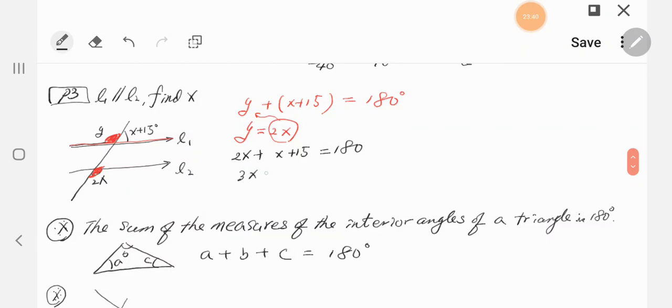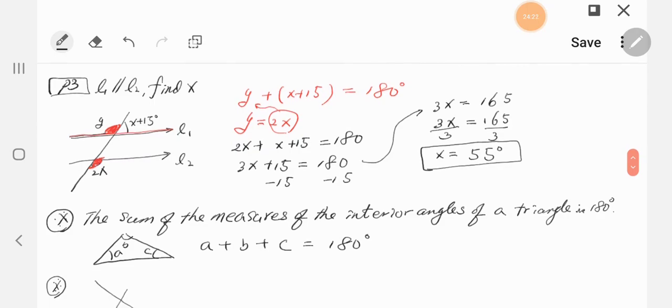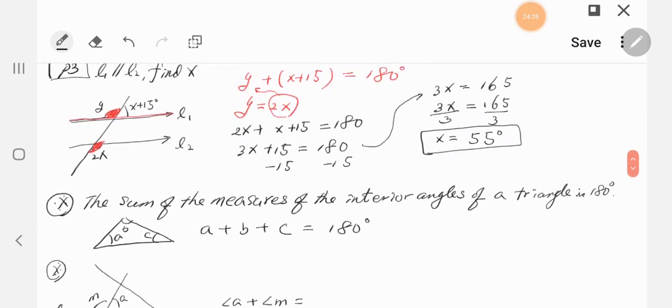Then 3X plus 15 is equal to 180. And then minus 15 each side. So from here, 3X is equal to 165. And then divide each side by what? The coefficient of X, which is 3. Then X is equal to 55. So X is 55 degrees. Okay, so in this case, we use the same 2 definitions. A straight line is 180, and alternate exterior angles are the same.